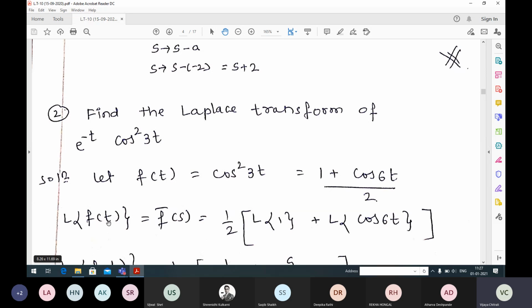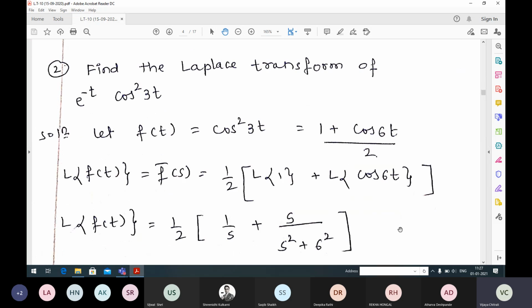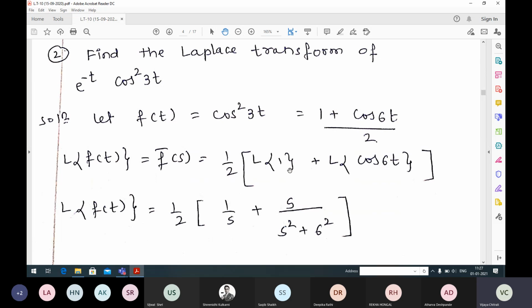So this is equal to 1 by 2, you take it outside, Laplace transform of 1 plus Laplace transform of cos 6t, right? So what is Laplace transform of 1? Standard result, 1 by s, plus Laplace transform of cos at. In place of a, we have 6. S divided by s square plus 6 square, right? And this 1 by 2 will be as it is. So this is f bar s, right? We want e raised to minus t into cos square 3t.